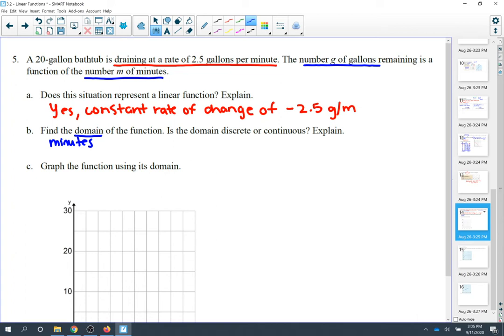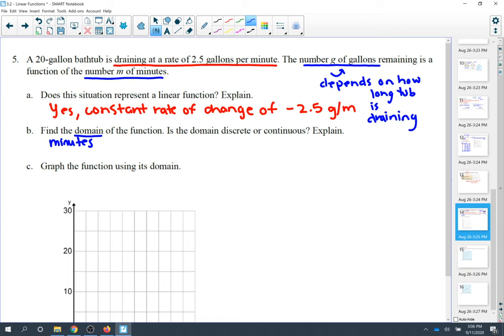Because the number of gallons depends on how long the tub has been draining. If it just started draining, it still has probably 20 gallons of water in it. If it's been draining for a long time, most of that water is probably gone. So the gallons depend on time, which makes time the domain or the independent variable. Now we know the domain is the minutes, and we'll get more specific in a minute. Is that going to be discrete or continuous?